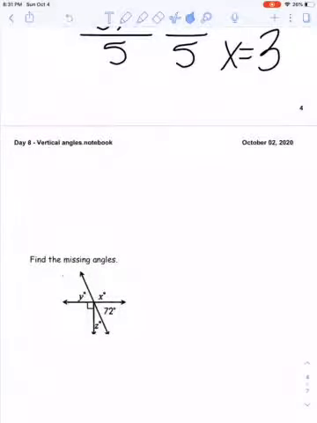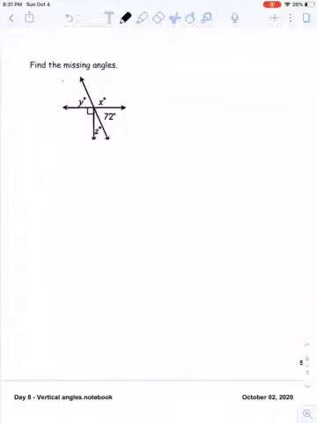Now, a problem that you might see is this. So it's telling me to find the missing angles. So with angle relationships, we're going to be using vertical angles, complementary angles, what's a right angle, what's a supplementary angle, linear pairs. All of that plays into part. Okay? So let's see what I have here.